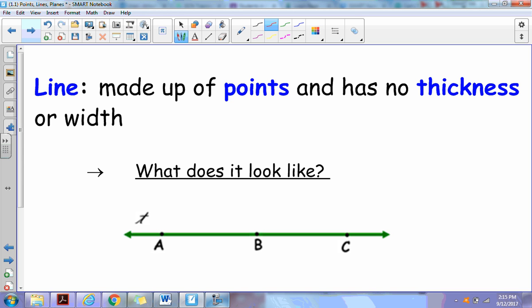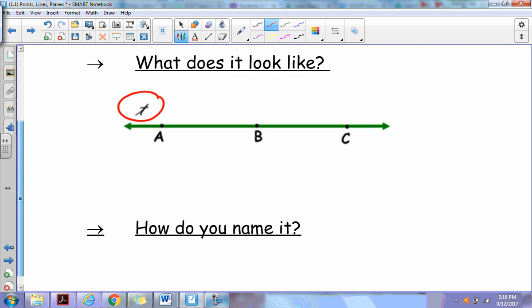Okay. Also notice this thing right here. That's a lowercase script letter. You can use that lowercase script letter to name the line. It's not a point, okay? It doesn't have the dot there, and it's not a capital letter. But it can be used to kind of like be shorthand to name the line. So if I wanted to name this line, I could call it line T.